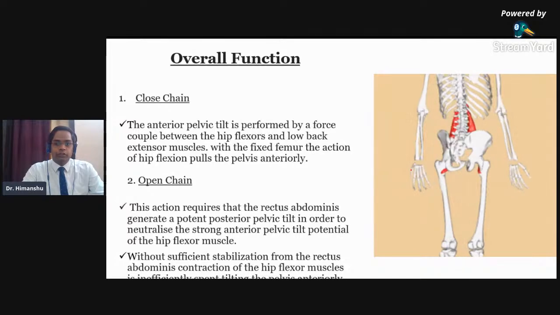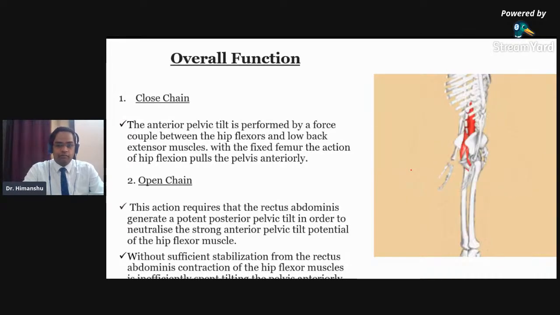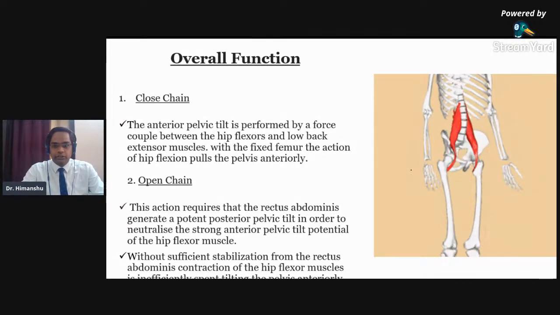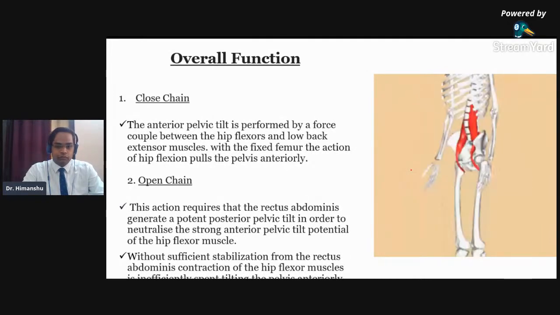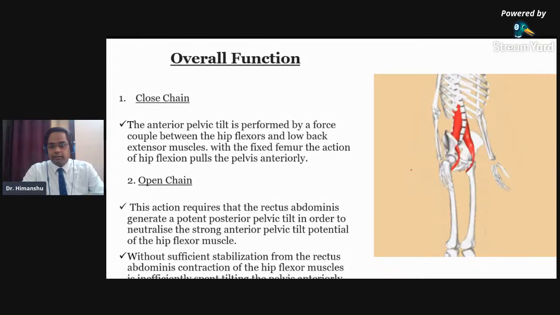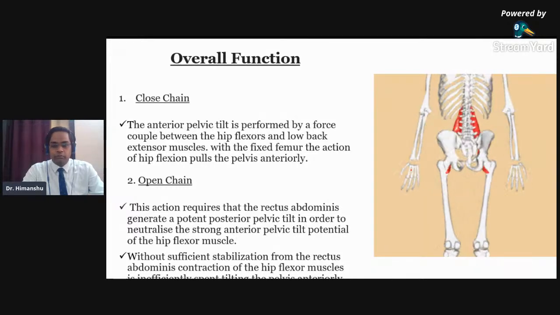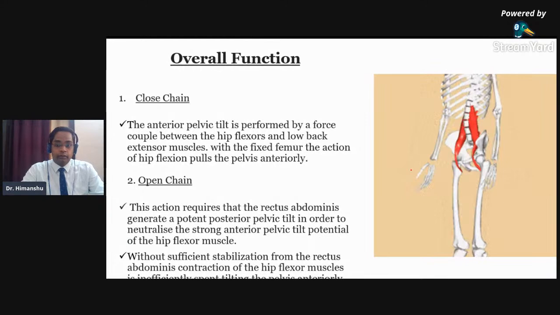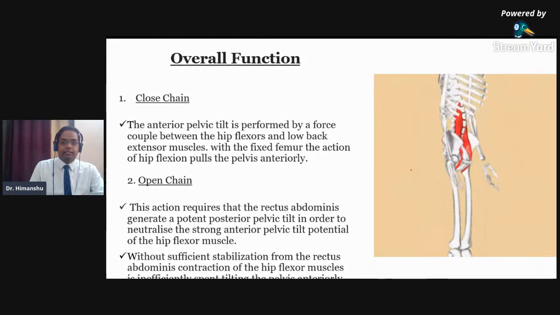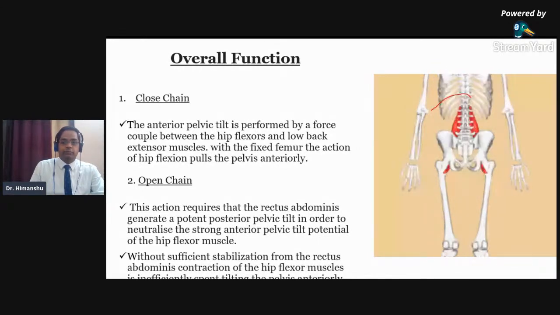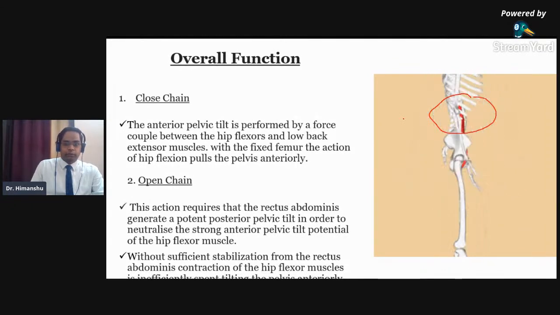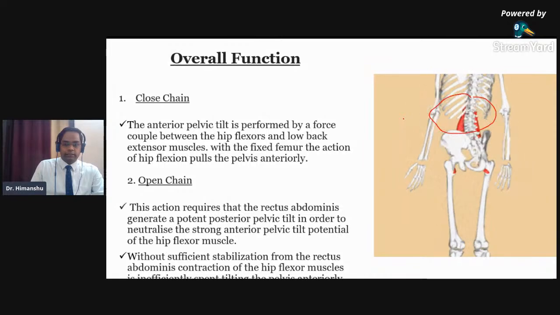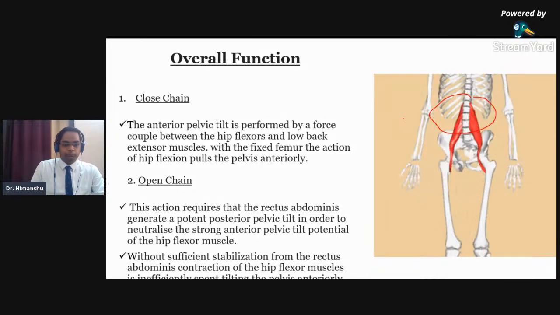Coming to the overall function of the hip flexors, we have a very good moving body here that shows you the complete attachment from the anterior and posterior aspects of this area. You can see very easily how the muscle is being deflected and how the psoas has its attachment. You can see the attachments of psoas in all the planes: the frontal plane, the transverse plane, and the sagittal plane also.